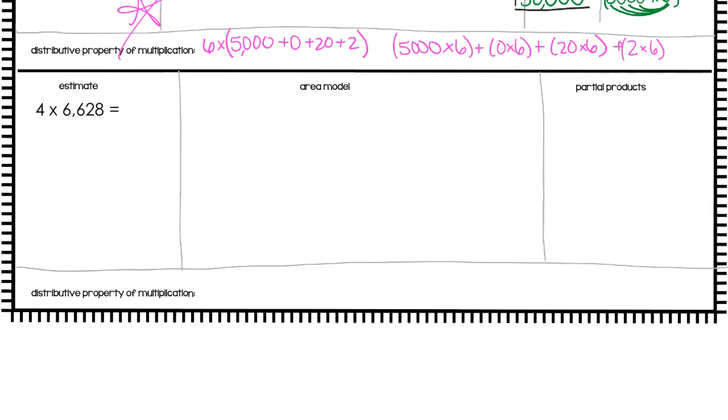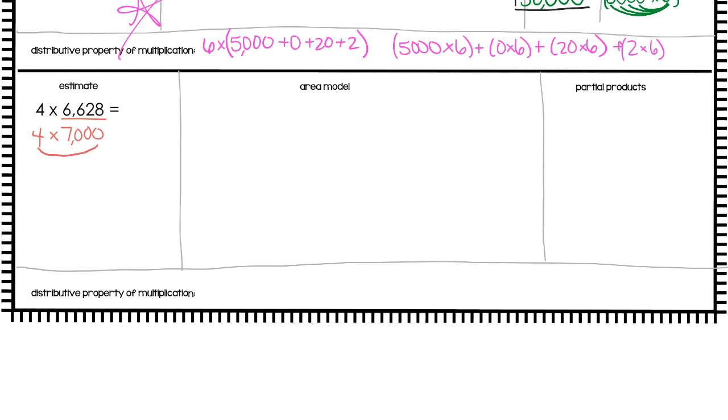6,628. Well, if I round it to the nearest thousand, it's going to be 7,000. That's quite a bit larger, so I know that my number that I'm getting needs to be smaller because 6,620 is smaller than 7,000. So what is 4 times 7,000?